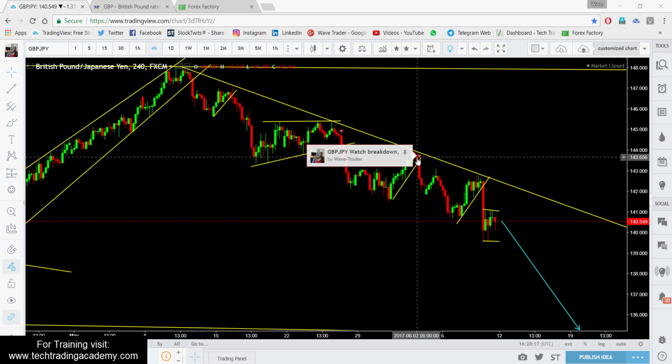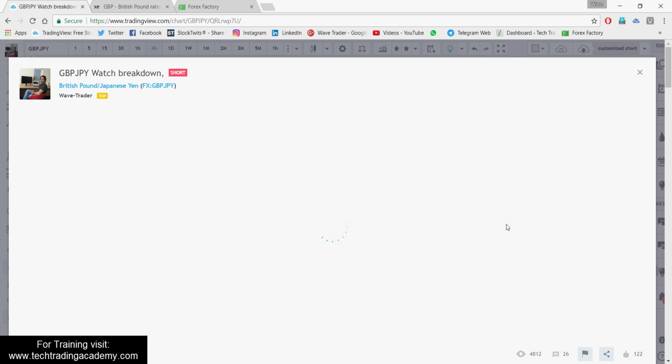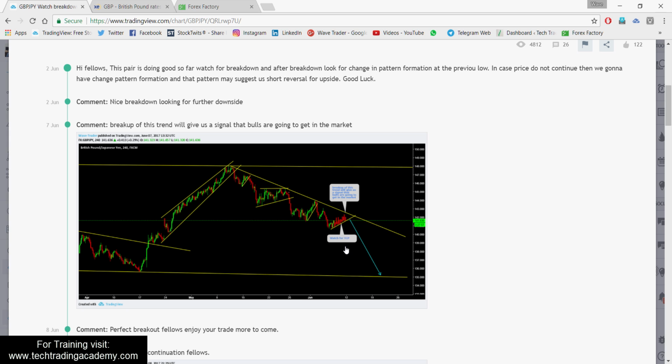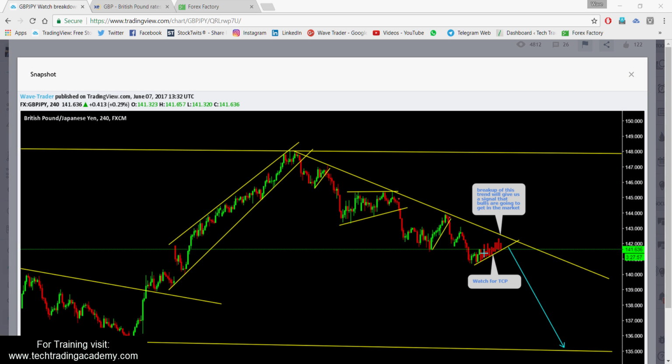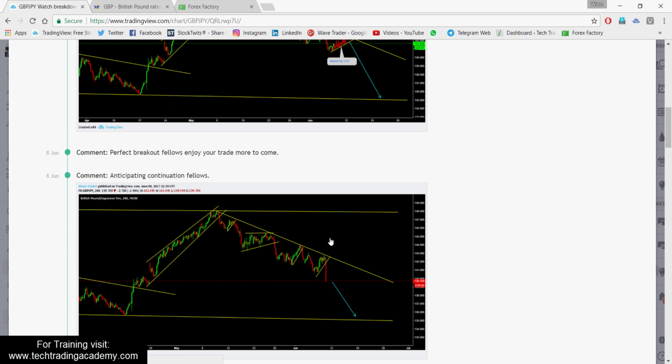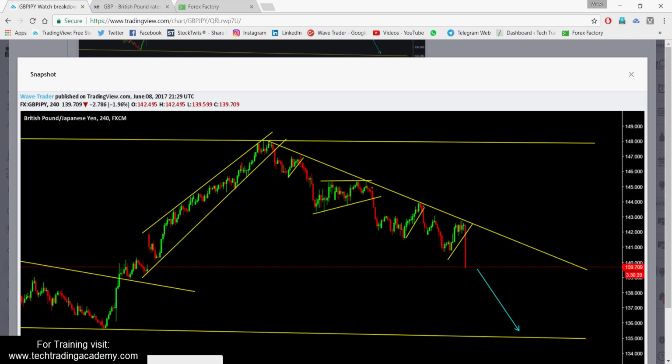Yeah, we have seen that continuation formation. Some of you fellows managed to sell. You did an excellent job. This continuation formation, we have seen a strong breakout. Some of you fellows managed to sell here. Good job. Some of you fellows are still holding their trade from the top. An excellent job. So here you can see further downside is possible.